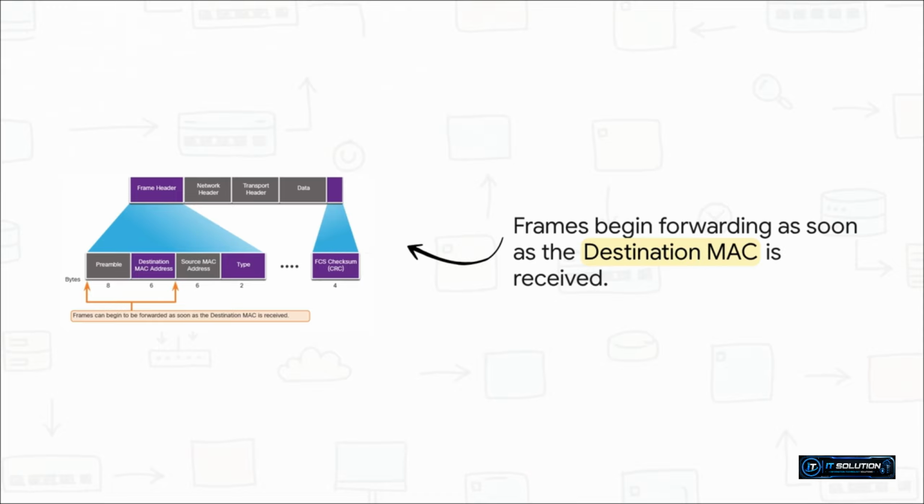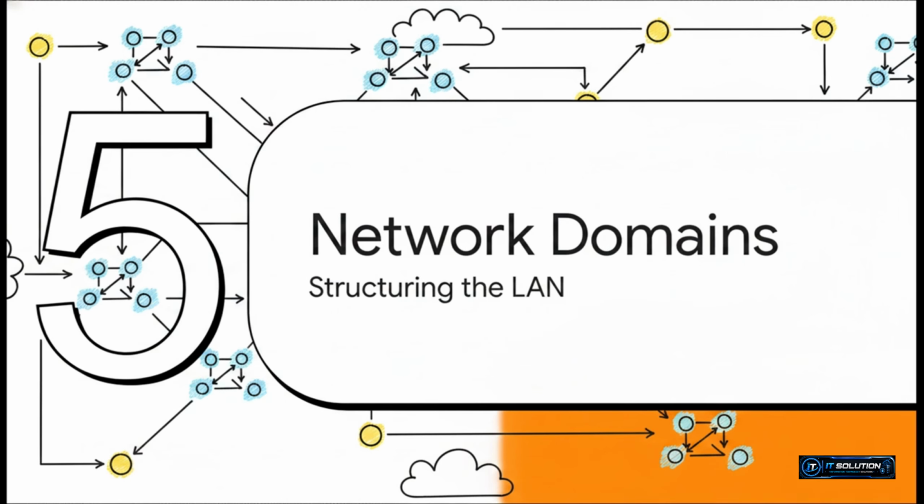Now, there is a compromise method called fragment-free switching, which checks just the first 64 bytes to eliminate early collisions, but standard cut-through, that is all about pure speed over safety. Moving on to our final topic, Section 5, collision and broadcast domains and how we structure the LAN.